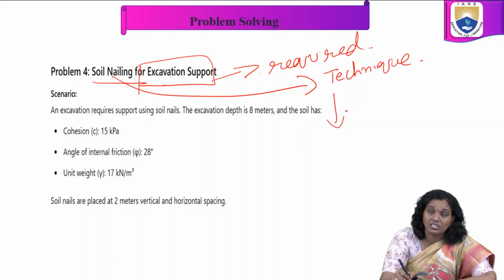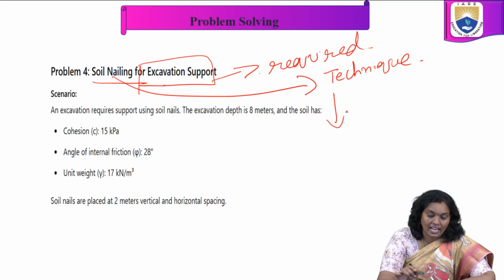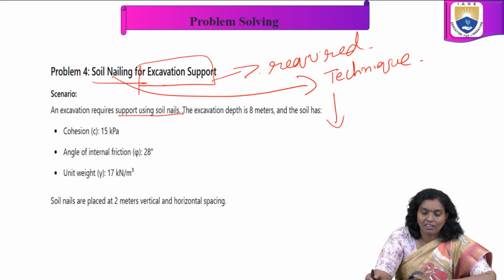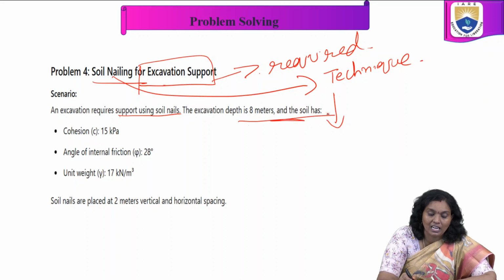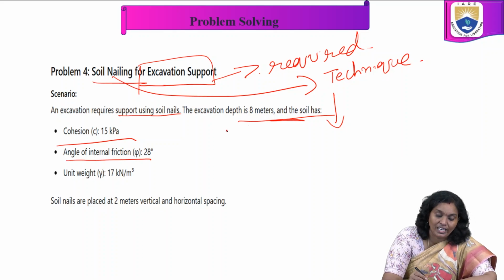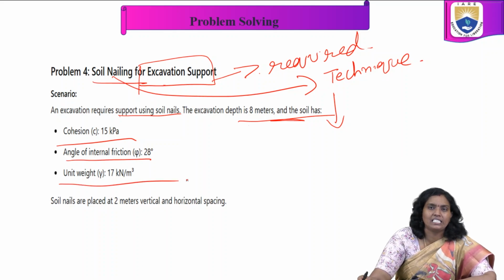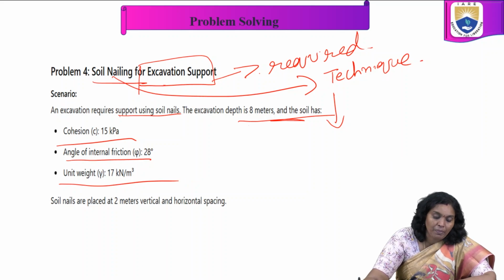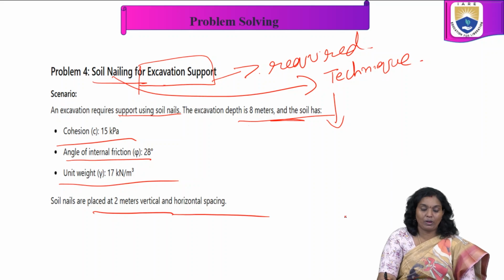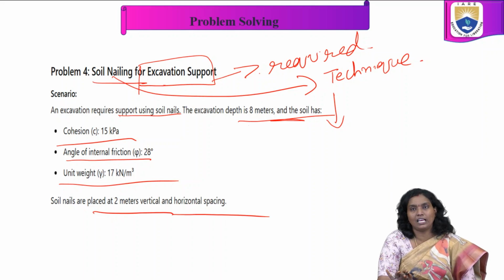So what is the process involved in this? An excavation requires support using soil nails. The excavation depth is 8 meters and the soil has cohesion of 15 kPa, angle of internal friction 28 degrees, and unit weight 17 kN/m³. These soil nails are placed at 2 meters vertical and horizontal spacing.